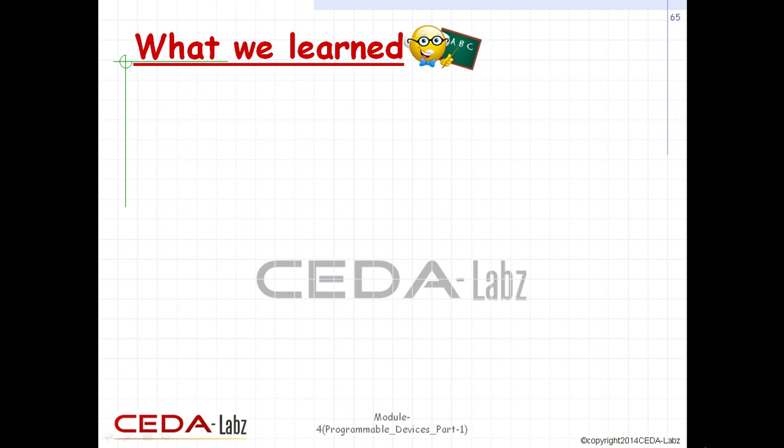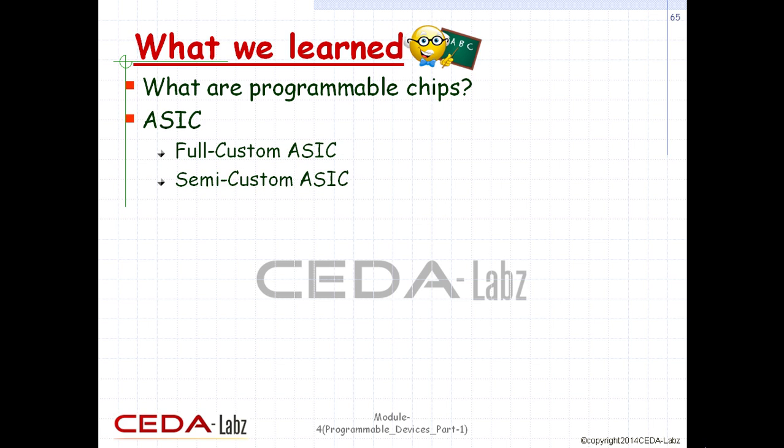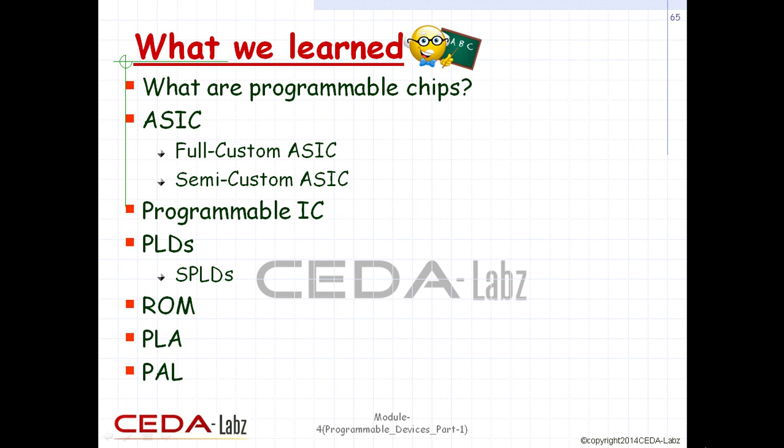So, what we learned in this module? A quick recap. We studied about programmable chips. We studied ASIC and its types in detail with their advantages and disadvantages, all the types of semi-custom ASIC in detail. Moving on further, we learned about programmable IC and PLDs. And then, in detail, we studied ROM, PLA and PAL.